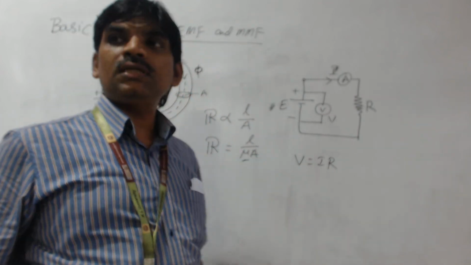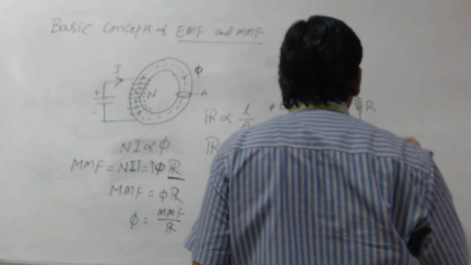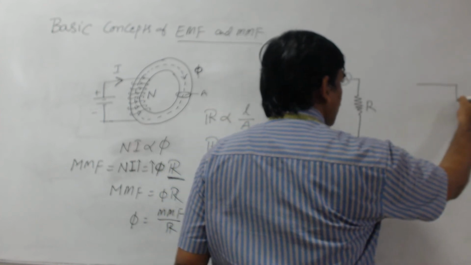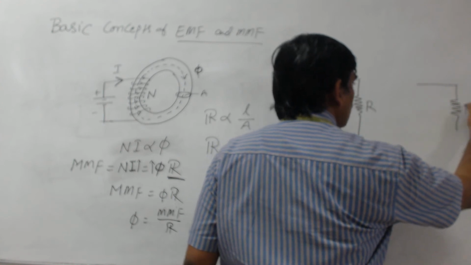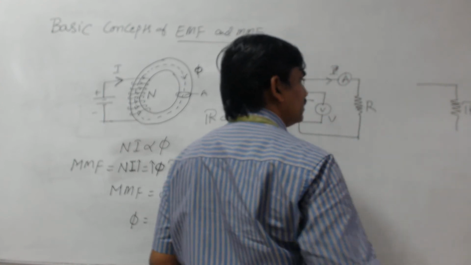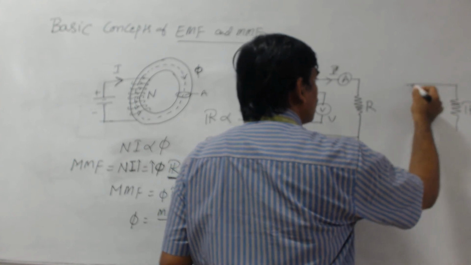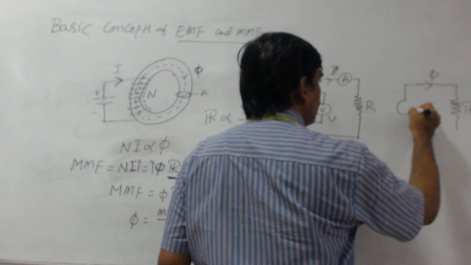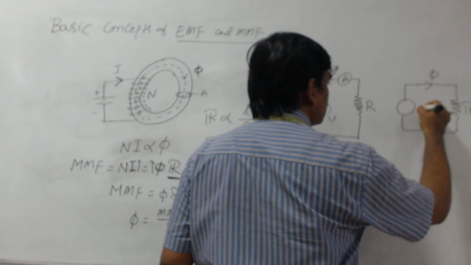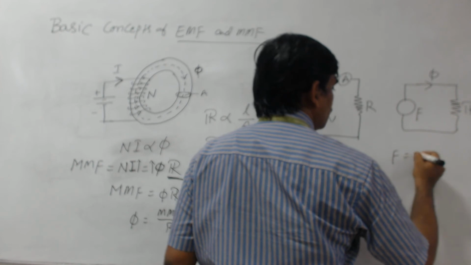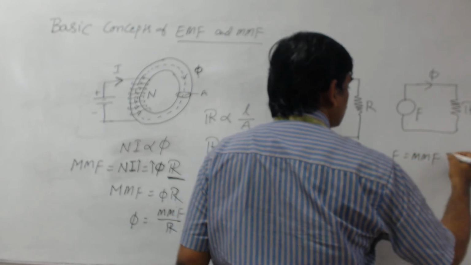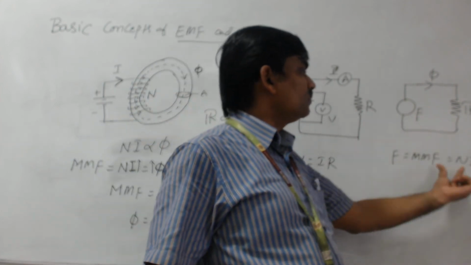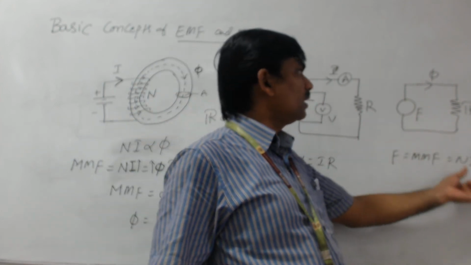Similarly, we can represent the magnetic circuit. In the magnetic circuit we also have an opposing property, called the reluctance. Maybe we are talking about a set of flux, divided into phi. Here we are using a driving force called F. Here F is equal to MMF, that is Ni. It is the source. The driving force of the magnetic circuit is nothing but the MMF, from a current carrying conductor.